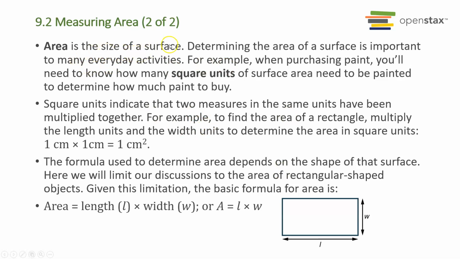Area is the size of a surface. Determining the area of a surface is important to many everyday activities. For example, when purchasing paint, you'll need to know how many square units of surface area need to be painted to determine how much paint to buy. Square units indicate that two measures in the same unit have been multiplied together. For example, to find the area of a rectangle, we multiply the length units and the width units to determine the area in square units. So for example, 1 centimeter times 1 centimeter is 1 centimeter squared.